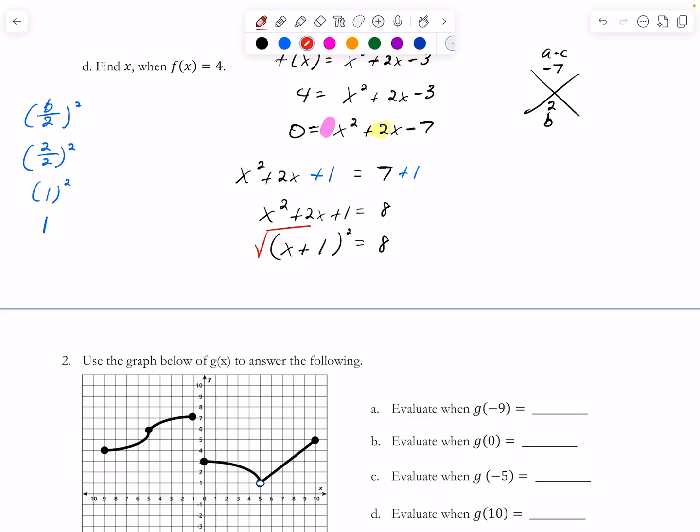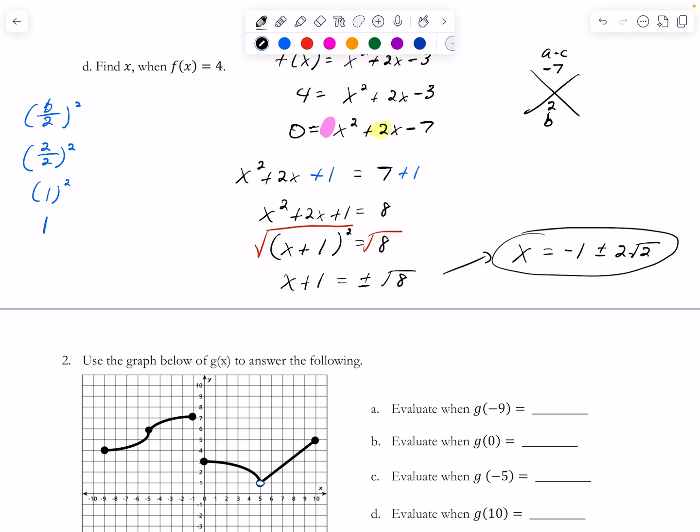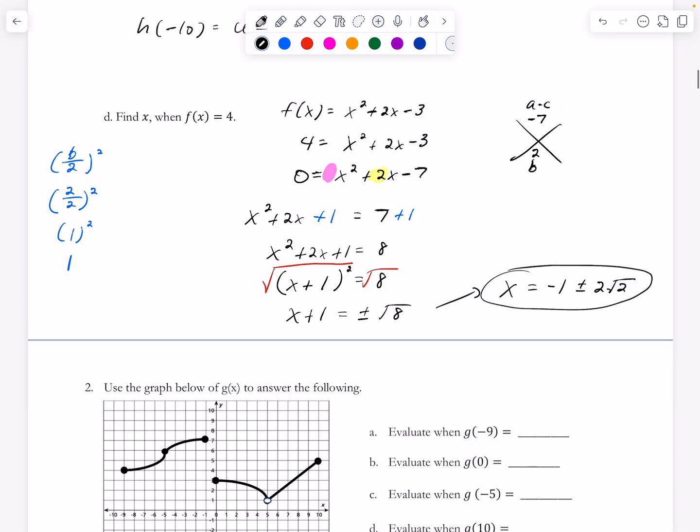Now it becomes the square root method. So I have x plus 1 equals plus or minus the square root of 8. All right, so I'm going to write my answer as x equals -1 plus or minus, and the square root of 8 simplified is 2 times the square root of 2. All right, and that is it for the first page.